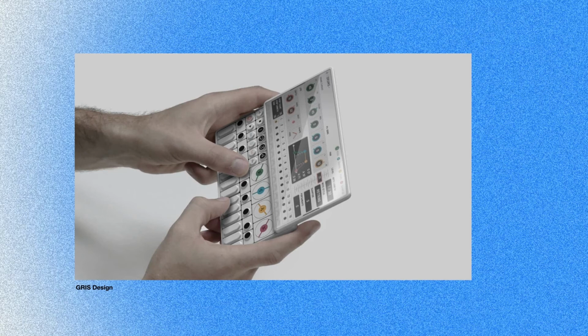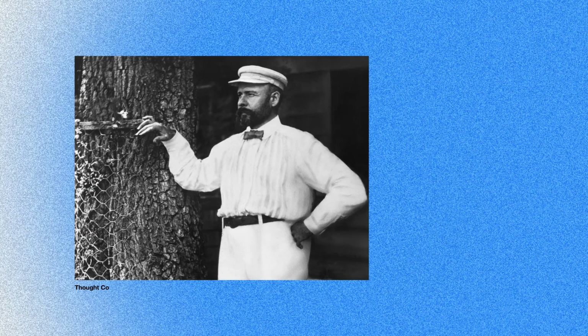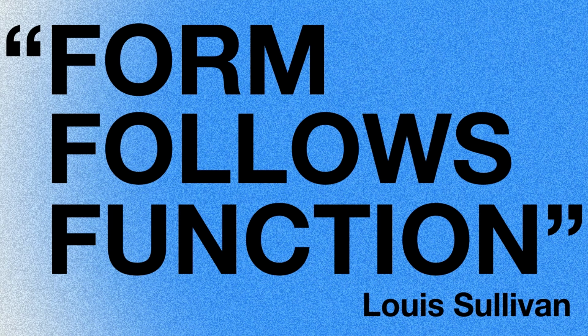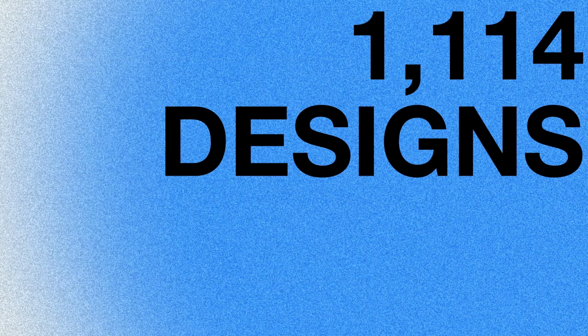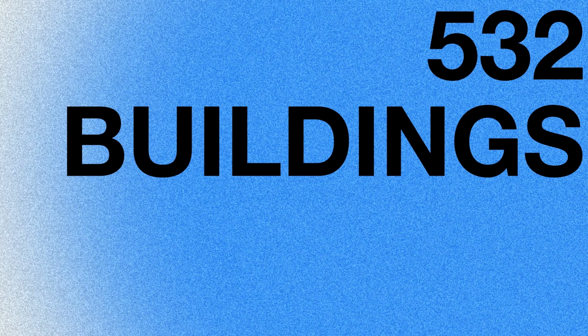One of the first to emphasise the connection between form and function was Louis Sullivan, who penned the now globally recognised quote, "Form follows function." This quote summarises his philosophy that the form of an object should exist in relation and response to its purpose. An architect famous for his exquisite use of form is Frank Lloyd Wright, a world-renowned architect who has designed 1,114 buildings, bringing 532 to life. Some of his most famous pieces include the Guggenheim Museum and Fallingwater.